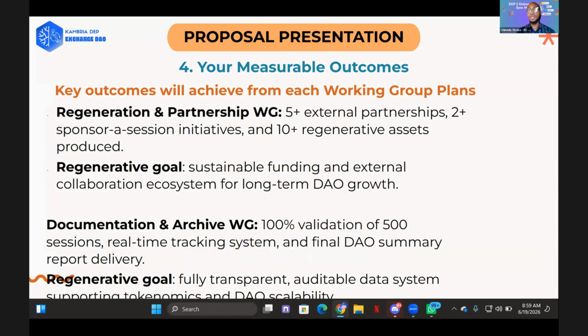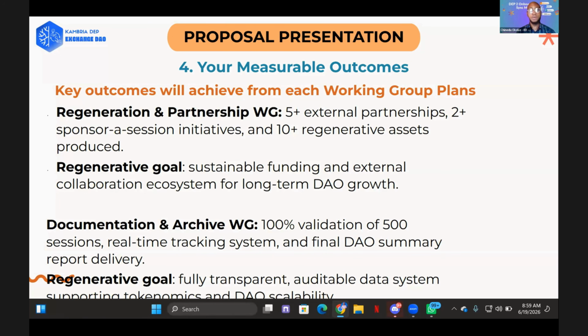The next working group is regeneration and partnership. We aim to achieve 5 external partnerships, and 2 sponsor-a-session initiatives, where we reach out to organizations and they choose to sponsor a session. We'll get the cost for hosting a single session, and they sponsor any number of sessions they want. Then 10 plus regenerative assets produced. The regenerative goal is sustainable funding and an external collaboration ecosystem for long-term DAO growth.